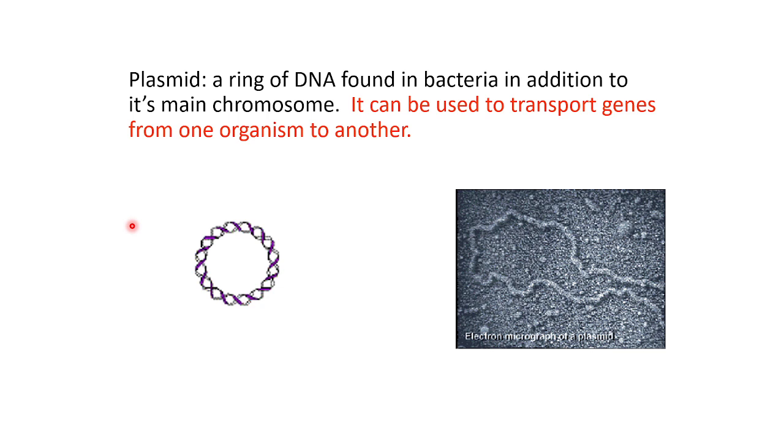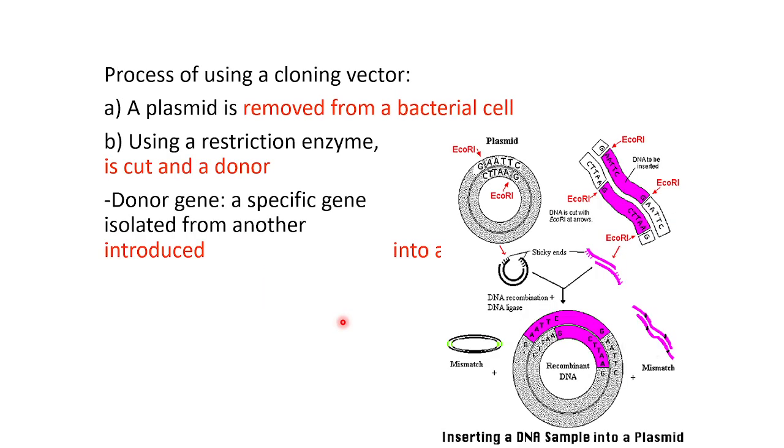So a plasmid is a ring of DNA found in bacteria. In addition to its main chromosome, it can be used to transport genes from one organism to the other. And this is an electron micrograph of a plasmid. You can see it's a circular, double-stranded DNA form. And so this is all.